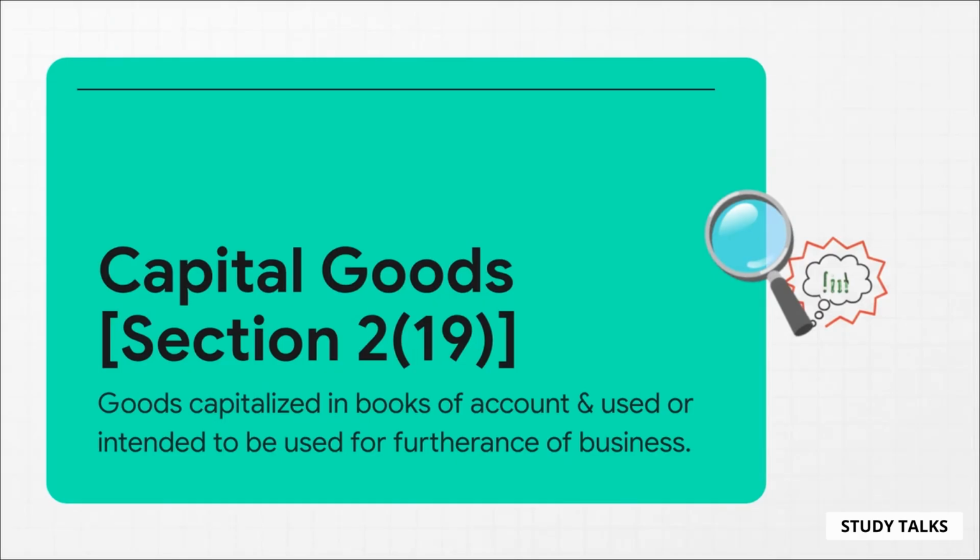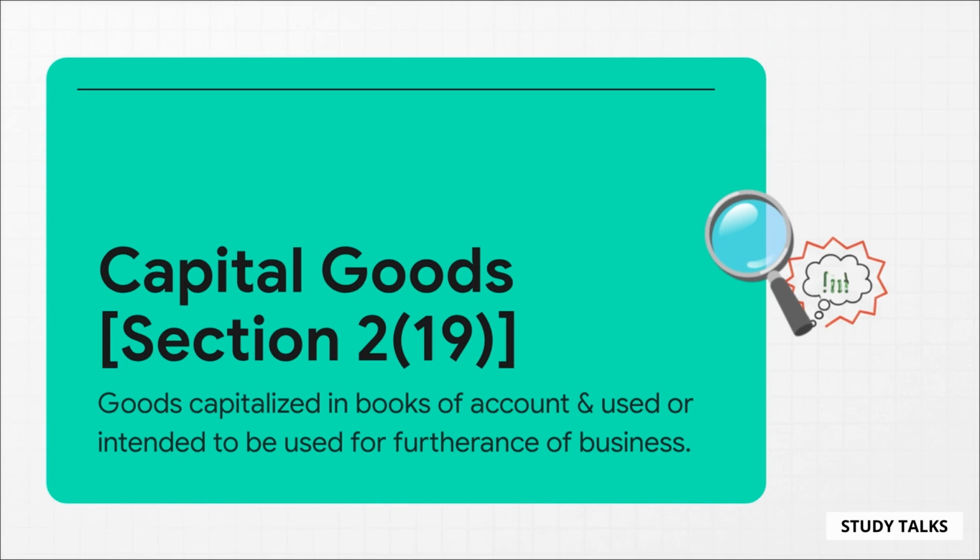Okay, now for capital goods. And everyone, please pay close attention here. This is extremely important. There are 2 conditions. 1, it has to be used for business. Okay, that's easy. But the second condition is the one that ICAI loves to play with in exams. Its value must be capitalized in the books of account.